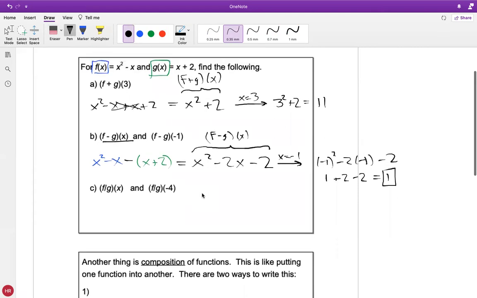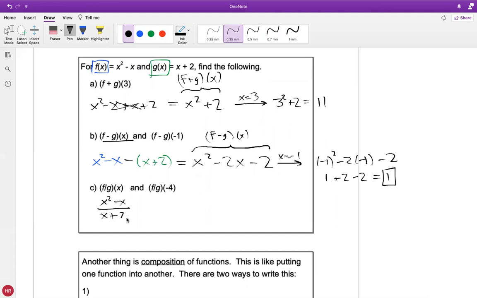And here they want f, I think it's supposed to be a fraction line there. So it's f over g of x, f divided by g of x. So that's x squared minus x over x plus 2. That's f divided by g of x. And then they want me to plug in a -4. So I can do that too.